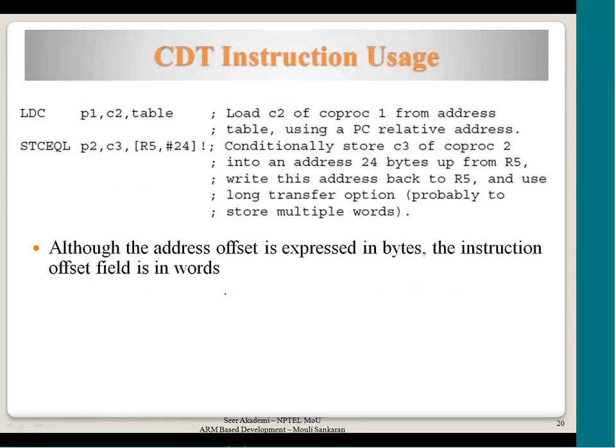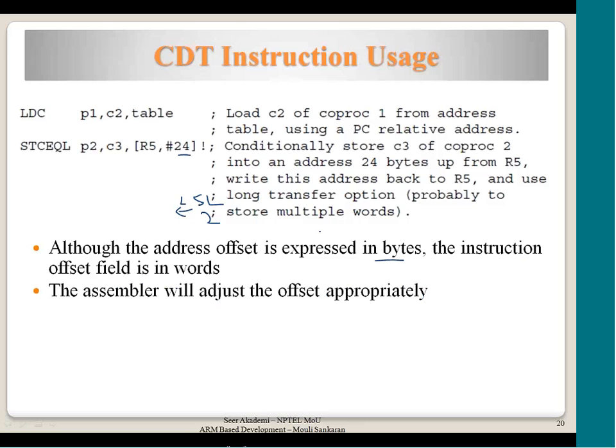Although the address offset is expressed in bytes, here you can express it in bytes, but internally it will be stored as a word, because I told you that the offset is left shifted by 2 bits because it is a word transfer. The offset can be right shifted and stored, and then internally the ARM processor left shifts by 2 bits and uses that address. So the assembler will adjust the offset accordingly.